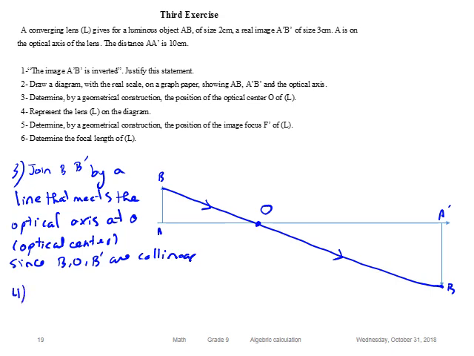Four, represent the diagram. Draw a perpendicular at O. It is the converging lens L.